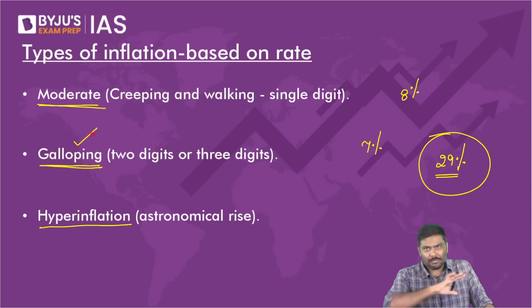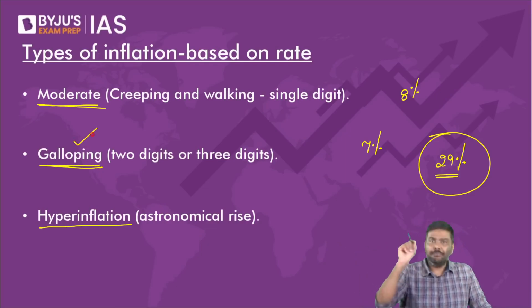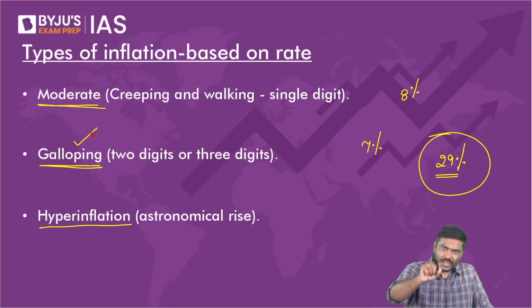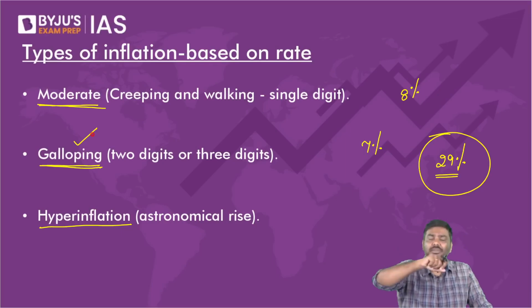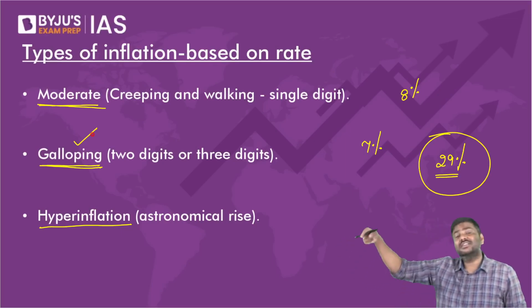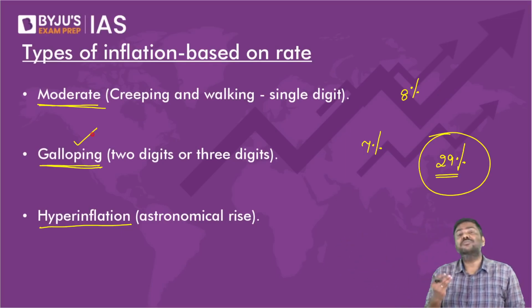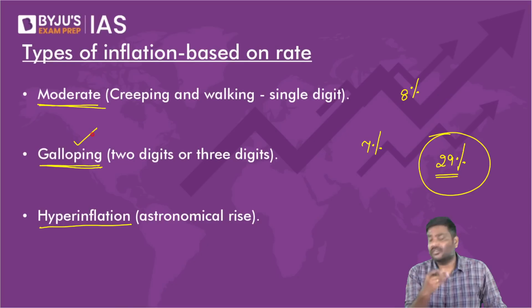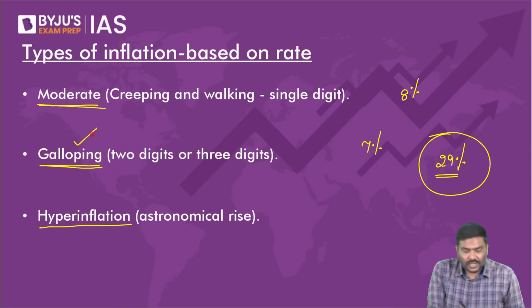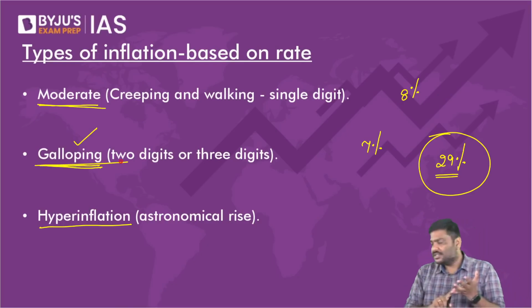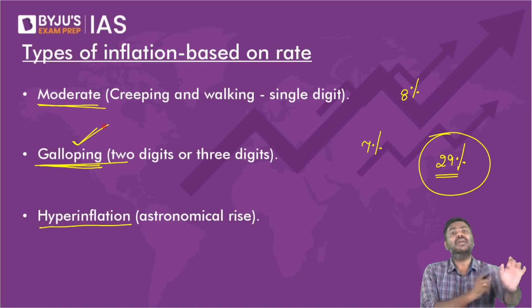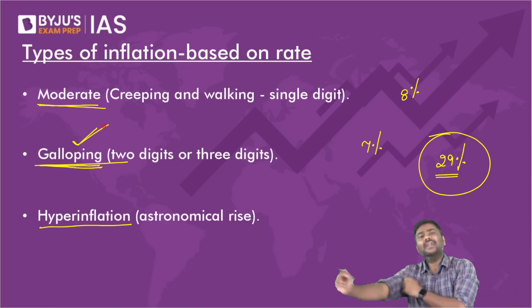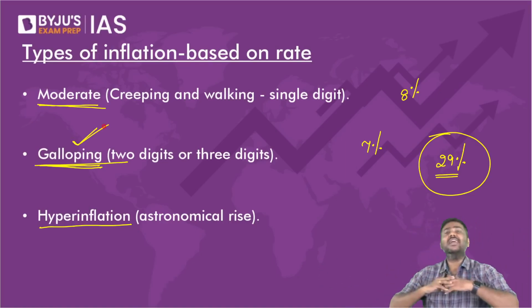Any example in recent current affairs? Many countries, including Pakistan, or for that matter some of the African countries such as Egypt, Asian countries such as Sri Lanka, they are experiencing a double digit rate of inflation. So, whenever you are talking about double digit or triple digit rates of inflation, we'll call this a galloping rate of inflation.